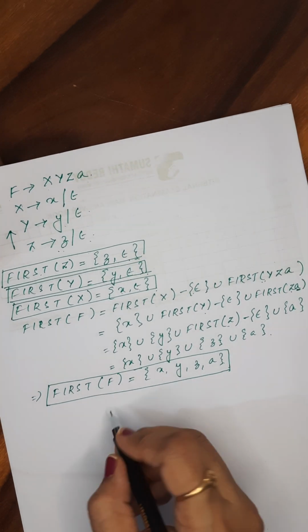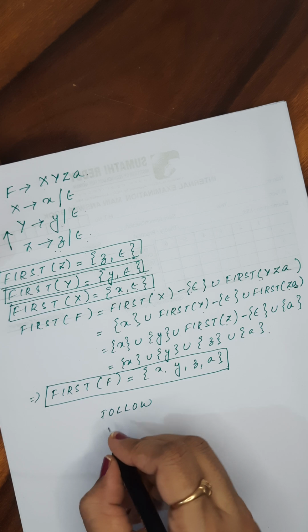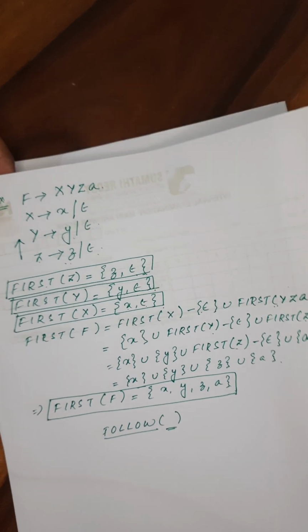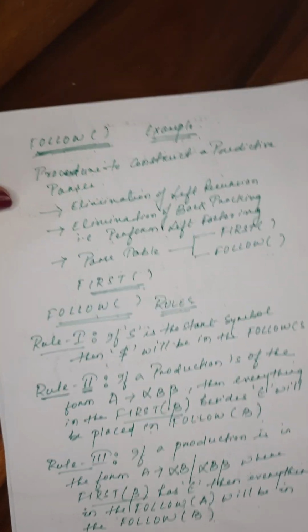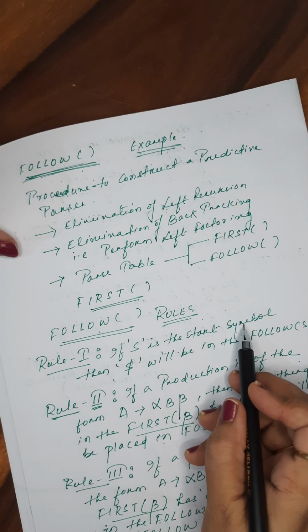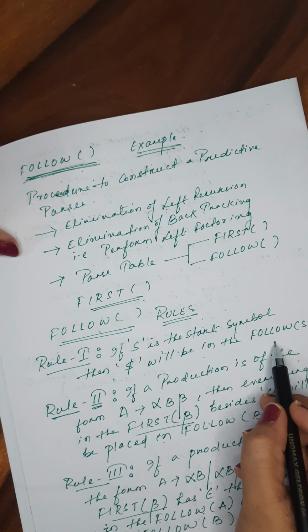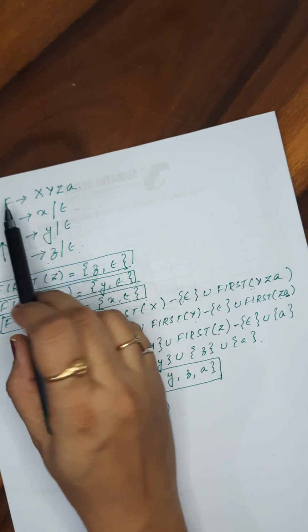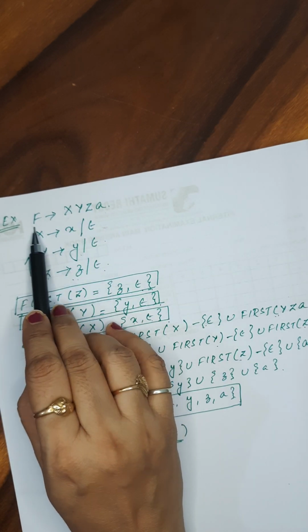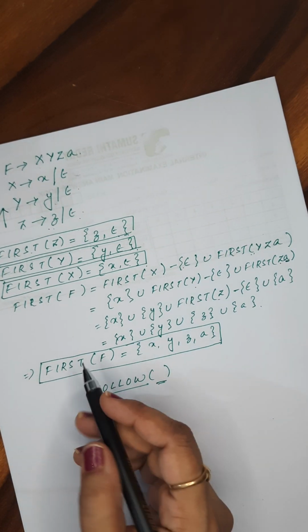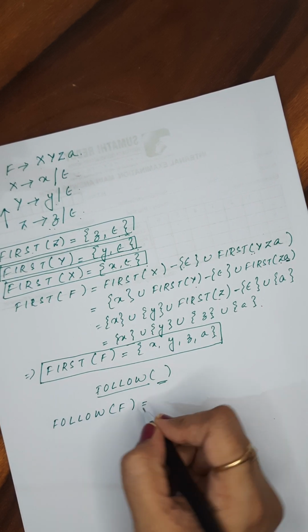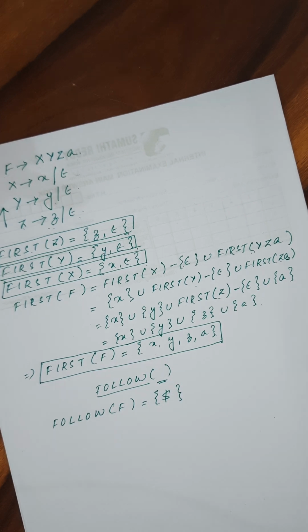We will go for calculating your follow. Just because it is a function, a pair of parentheses will always be written with it. Now, what was the first rule of calculating follow? Let's check here. If S is the start symbol, then dollar will be in the follow of S. Now, here in the given question, what is the starting symbol? F is the starting symbol. So, we will write follow of F is equal to dollar, as per rule number 1.